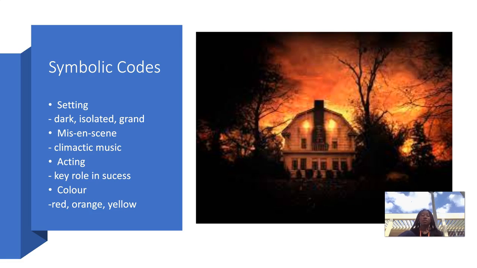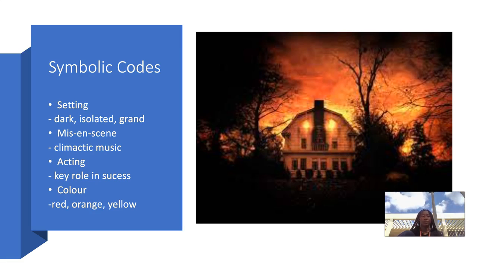Symbolic codes of horror movies include setting. Most settings of horror movies are dark, isolated, and in grand buildings. Examples of this are haunted houses, where the hallways are large and dark, and there's usually climactic music in the background, usually when an antagonist is approaching the main characters or when a climactic scene is approaching.